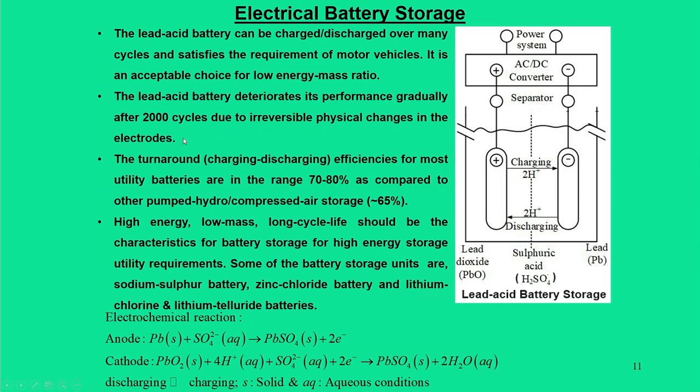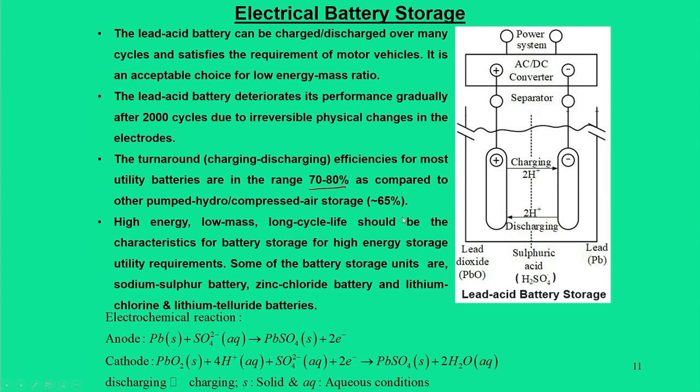changes in the electrodes. However, since it is an electrical based storage system, we can expect that the turnaround efficiency, that is charging and discharging efficiency, for this kind of storage system falls in the range of 70% to 80%. So, this is typically comparable with pumped hydro and compressed air storage systems. However, we do not consider this particular application in a large scale.